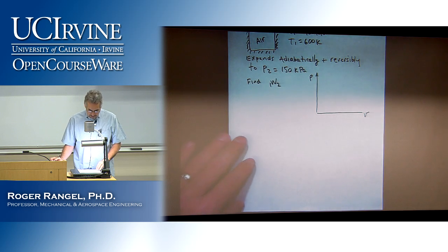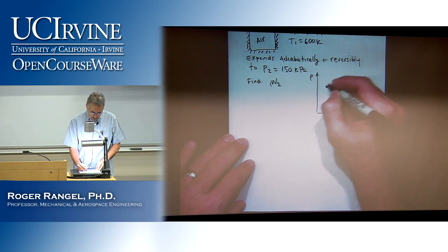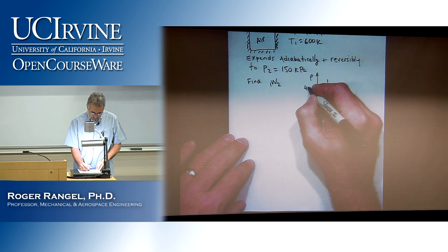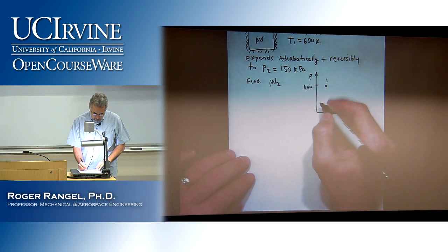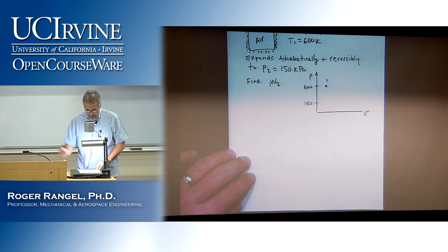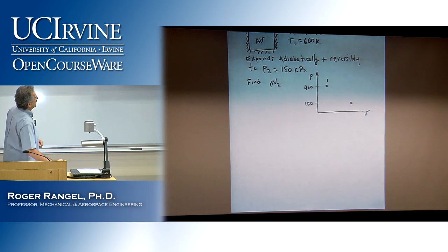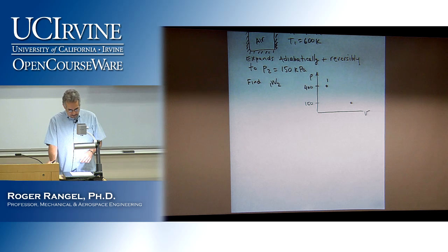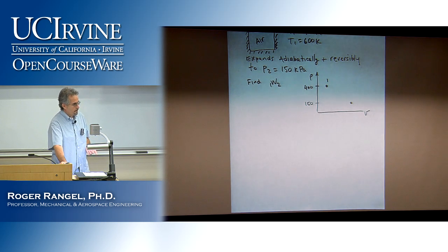What we know is that it's expanding. So it starts from a low volume and high pressure. So maybe just put it here, 1. This is 400 kilopascals. And it's going to expand to 150. So it'll be larger volume, lower pressure. We don't really know what path it follows. And we cannot make an assumption as to what path it follows.